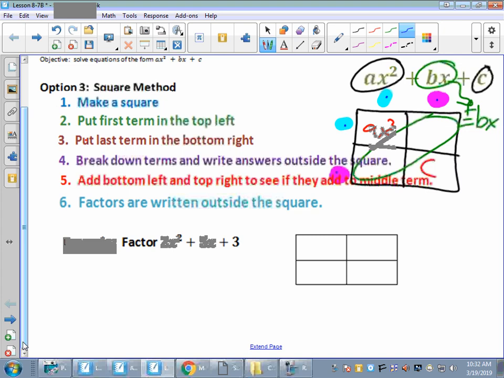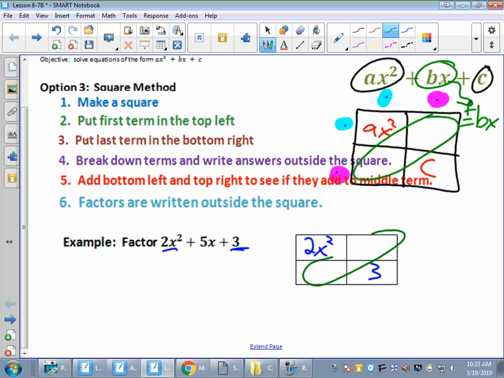Here, 2x squared plus 5x plus 3, because it might be a little easier to see as an example. So first term, 2x squared, goes in the top left. And then our last term, the 3, goes in the bottom right. Now, we need this diagonal, the bottom left and top right. That should equal the b, which is a positive 5x. So we need an answer that gets a positive 5x.